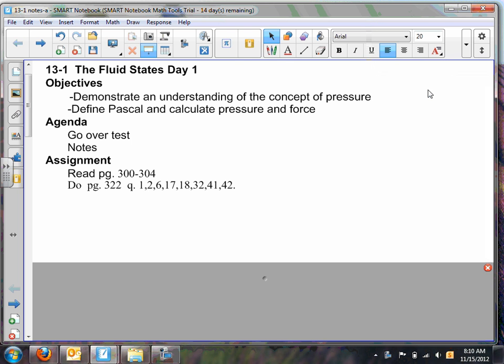Alright, we're now going to start chapter 13, and we're going to spend 3 days on section 1, the fluid states of matter. Our objectives are to demonstrate an understanding of the concept of what pressure is, and then we want to define the Pascal and be able to calculate pressure and force.